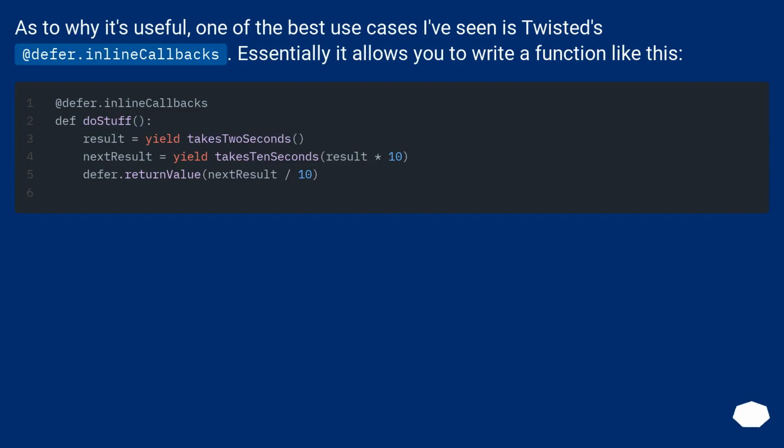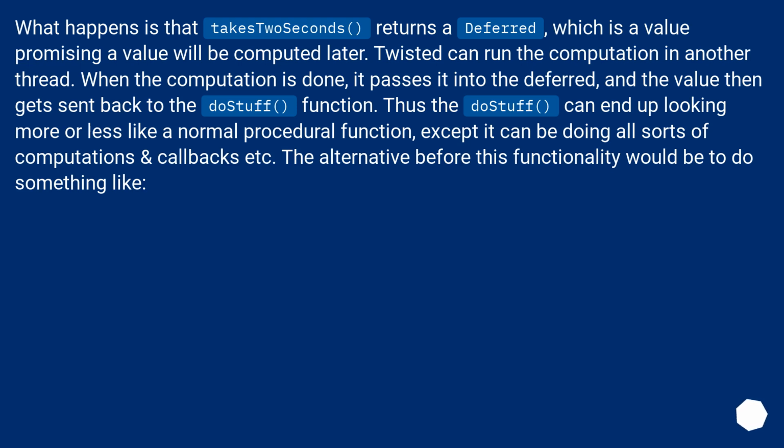As to why it's useful, one of the best use cases I've seen is Twisted's defer.inlineCallbacks. Essentially it allows you to write a function like this. What happens is that it takes 2 seconds and returns a deferred, which is a value promising a value will be computed later. Twisted can run the computation in another thread. When the computation is done, it passes it into the deferred, and the value then gets sent back to the doStuff function. Thus the doStuff can end up looking more or less like a normal procedural function, except it can be doing all sorts of computations and callbacks etc.